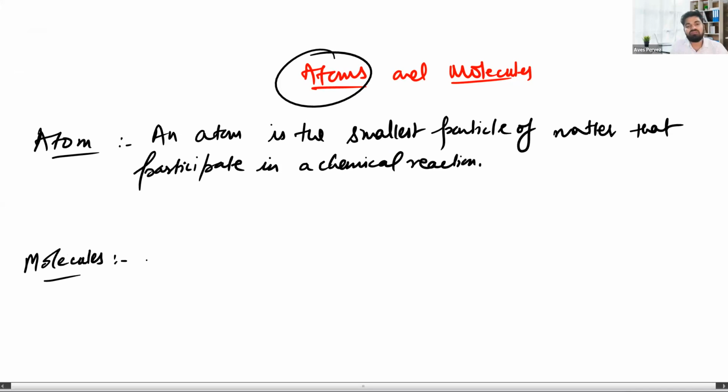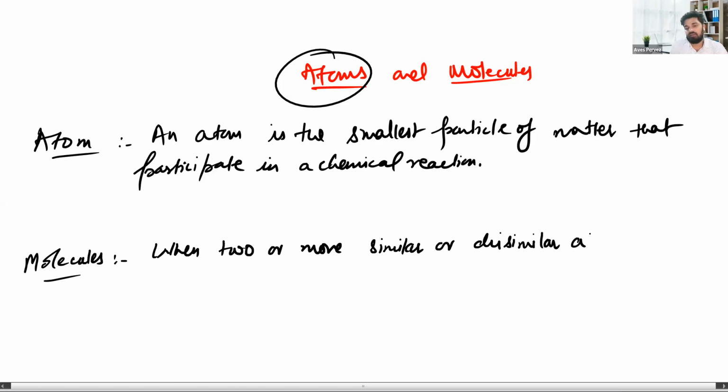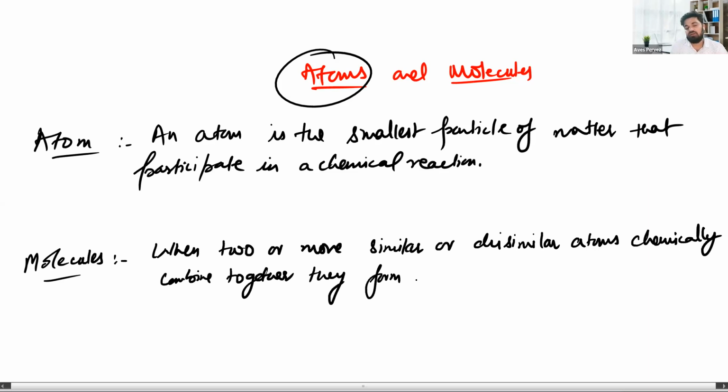So we'll simply say here that when two or more similar or dissimilar atoms are chemically combined together, they form a molecule. Okay. So what is important when two or more atoms chemically combine together?